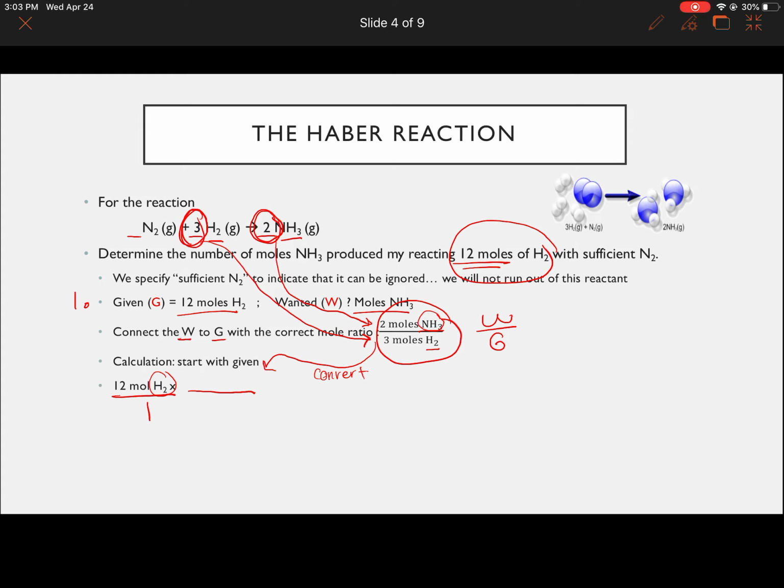So let's put the 3 moles of hydrogen on the bottom because that will make sure that our moles of hydrogen will cancel. And then we'll put our 2 moles ammonia on top. When we do that, we can say that 12 times 2 is 24, divided by 3 is 8 moles of ammonia.